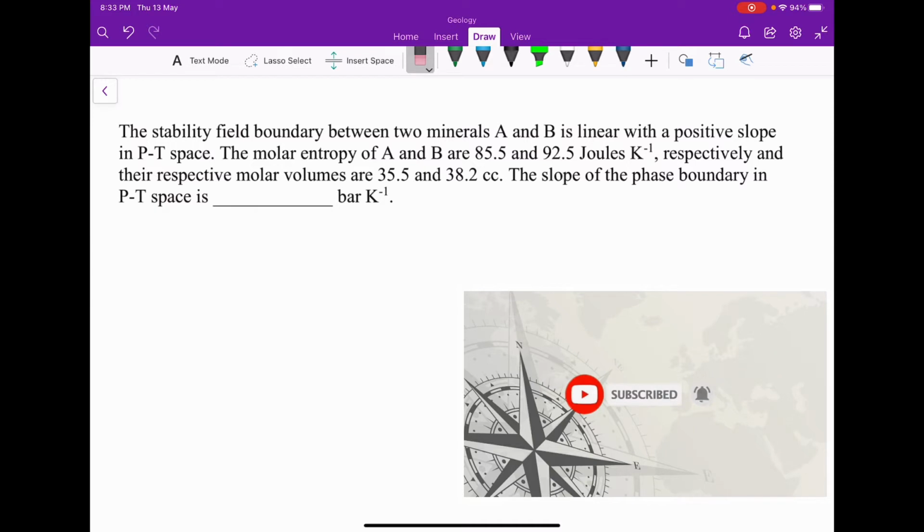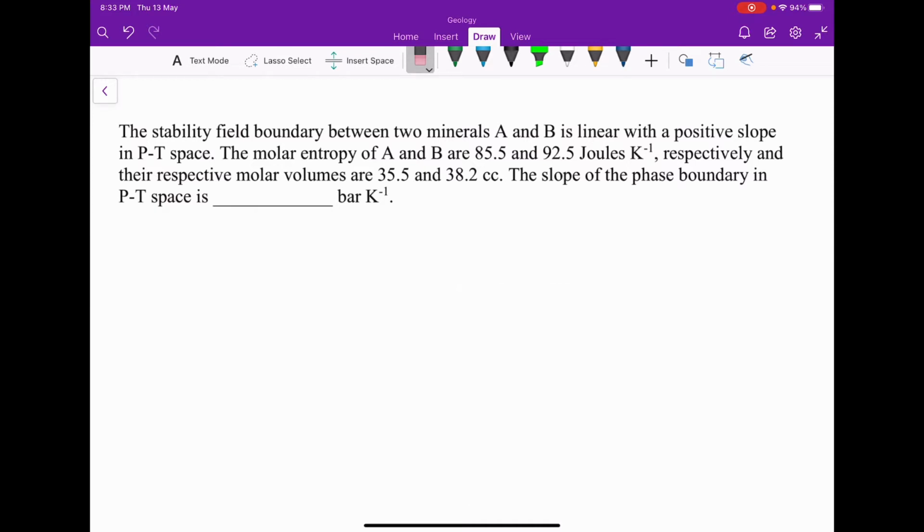In this video, I am going to solve a problem related to the Clausius-Clapeyron equation. The problem is: the stability field boundary between two minerals A and B is linear with a positive slope in PT space. So here the space is pressure and temperature. The molar entropy of A and B are 85.5 and 92.5 joules per Kelvin.